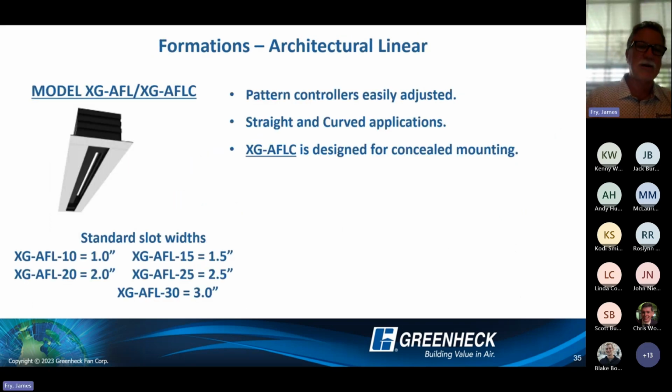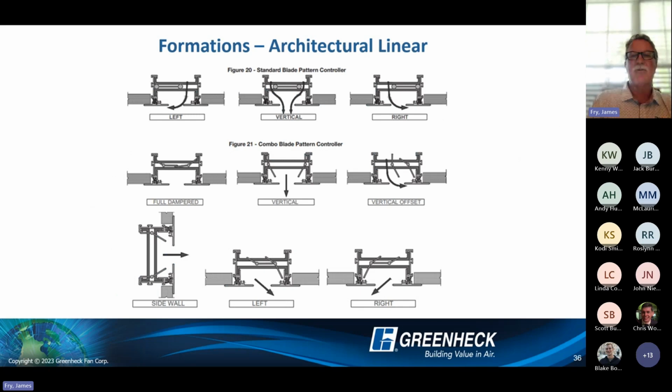For our formations product, I just want to talk about our architectural slot diffuser, which is available from 1 inch up to 3 inch in slot width, 2 slot configurations, unlimited in length. But it's important to know that when you order or specify this product, you can have 2 different pattern controllers. The pattern controller on the top is our standard blade pattern controller. It slides left and right to give your pattern. That would be a nice discharge across your ceiling and hold that ceiling very nicely.